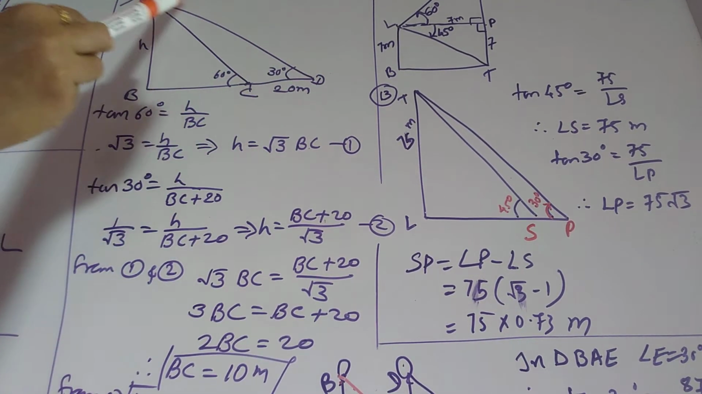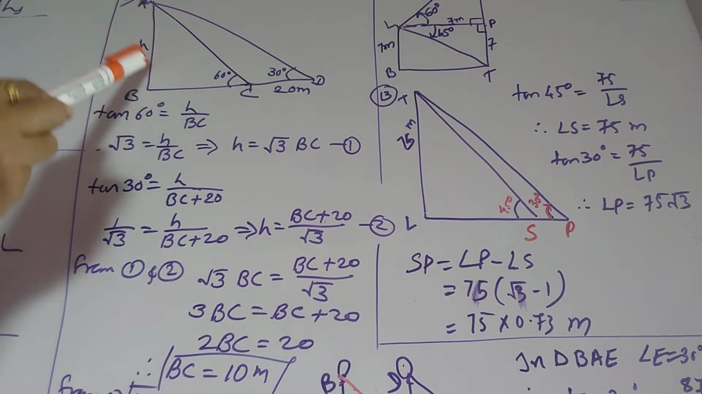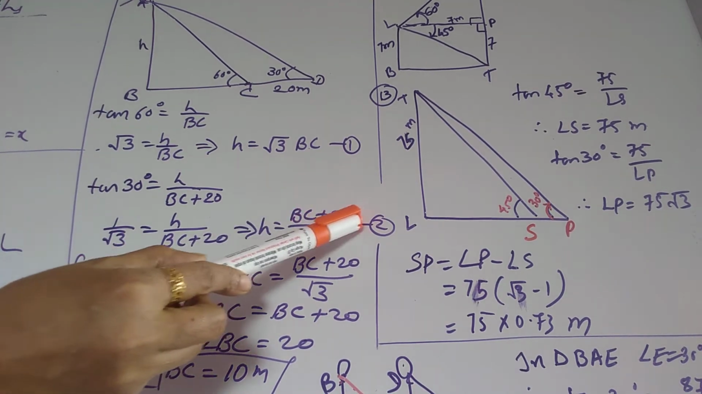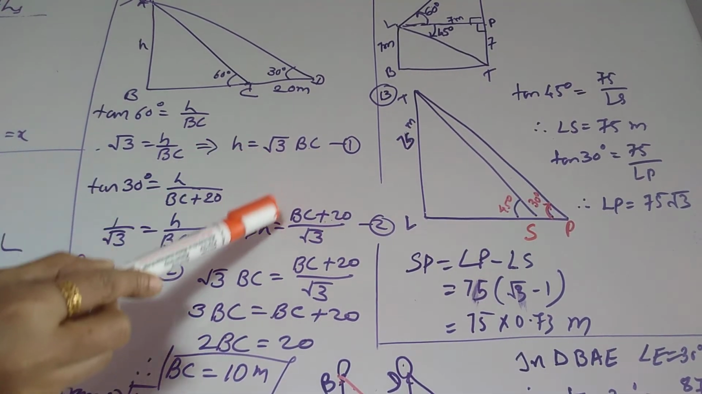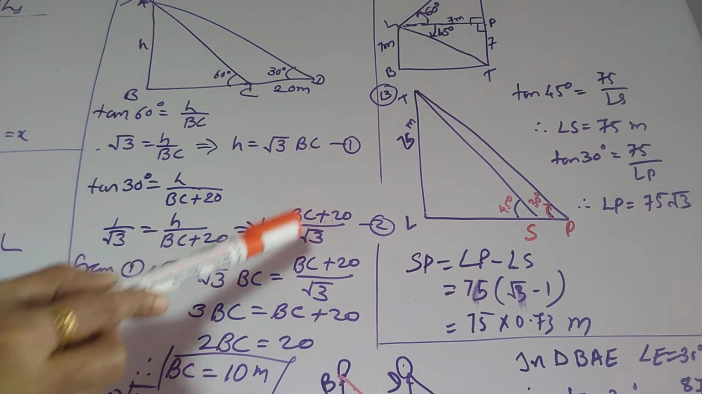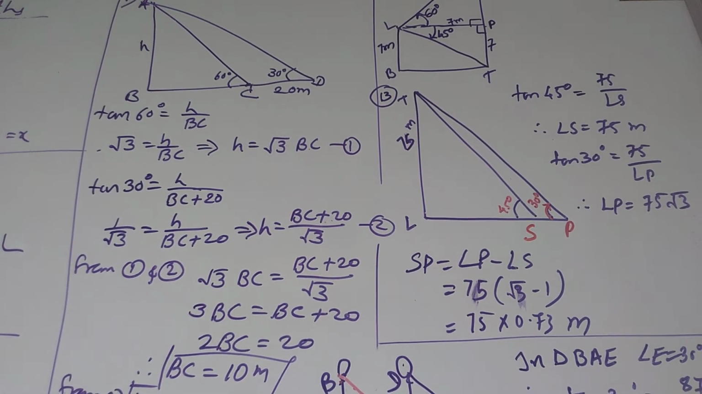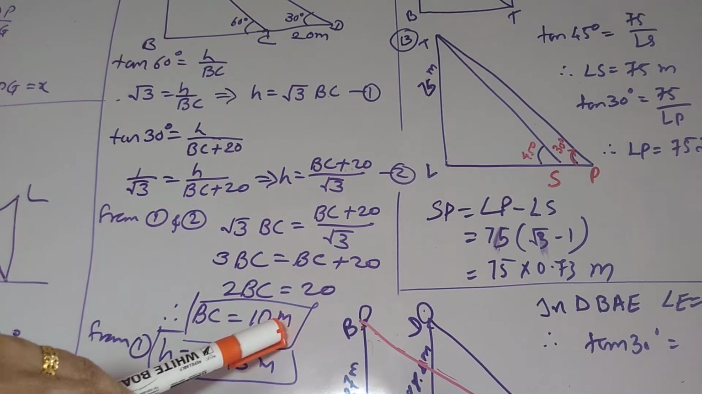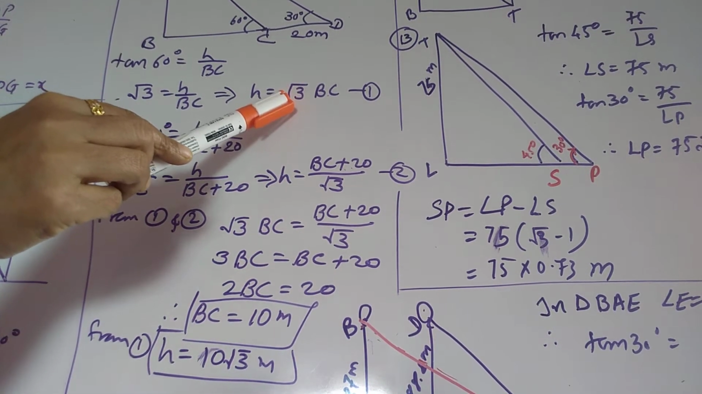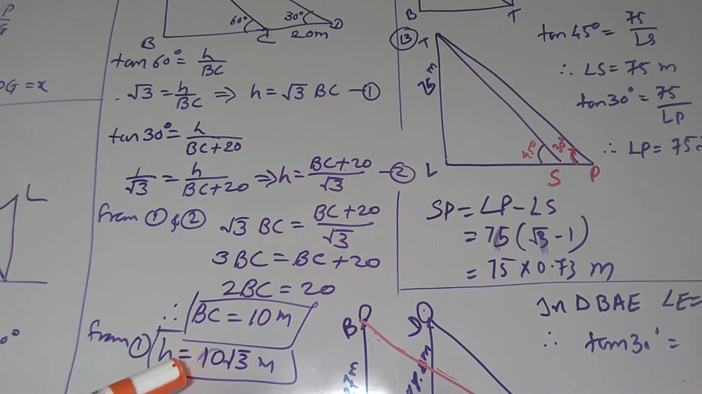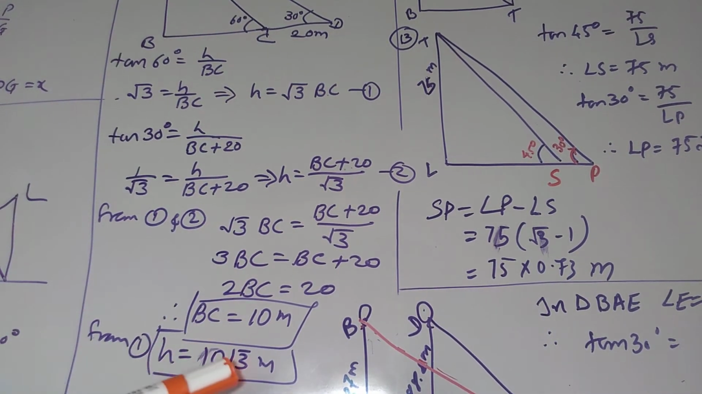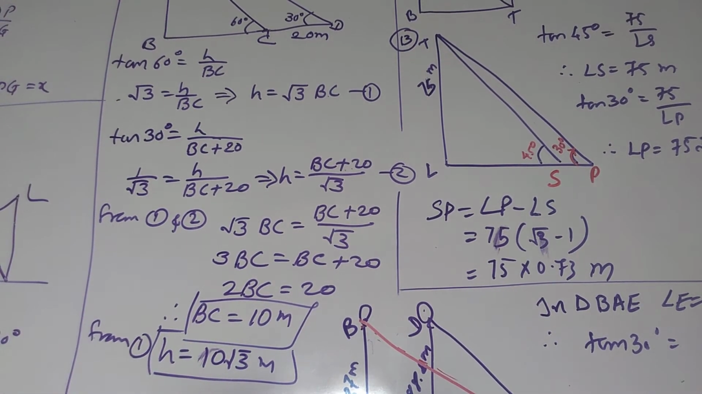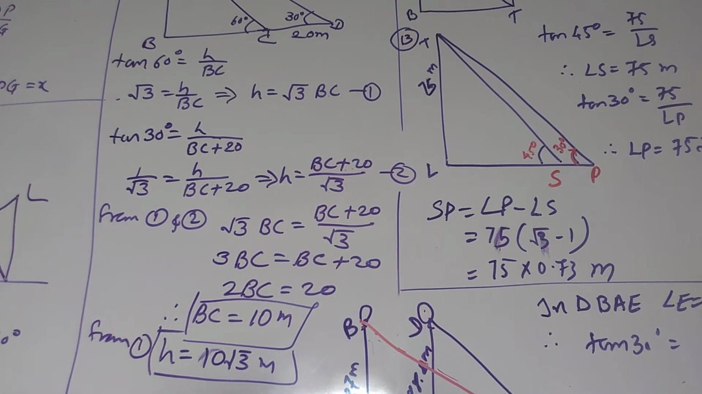Now we have considered another triangle, and in this triangle, using tan 30, again we got the value of H, that is (BC plus 20) divided by root 3. From equations 1 and 2 we can equate these values. After equating, we can get the value for BC. The value for BC we got is 10 meters, and already we know in equation 1, H is equal to root 3 BC, and hence we will get the height of that tower, that is equal to 10 root 3 meters.